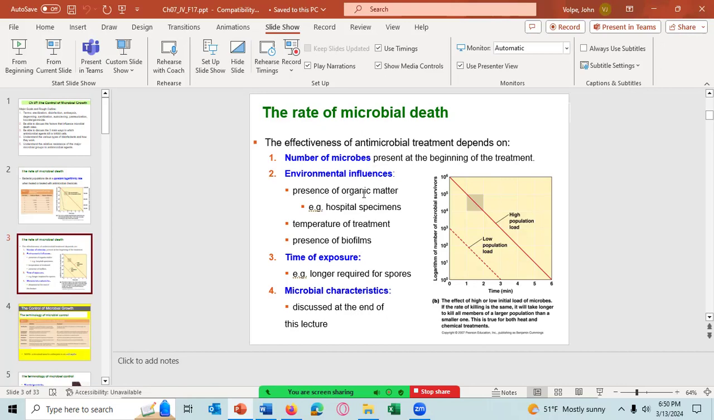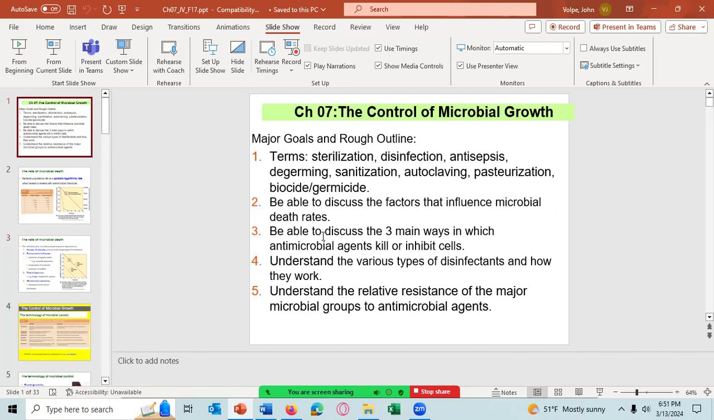Environmental influences like the presence of organic matter can influence the microbial death. And then we never got to microbial characteristics, so I'm not going to be able to test you on that. So you don't need to know about that one.